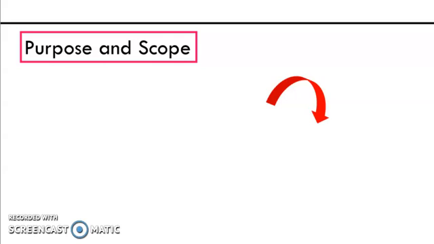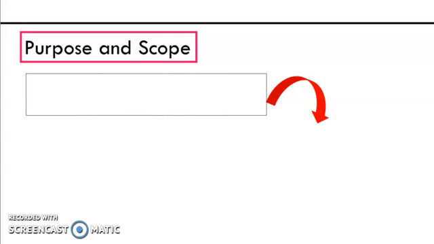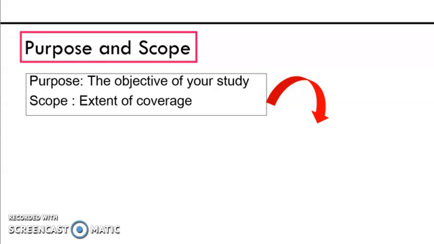Okay, so let's have the purpose and scope. First, we have to understand the scope and purpose of our reports. The purpose is the objective of your study. It enables you to decide the reason why you are writing that particular report. And as for the scope, it is the extent of coverage. It enables you to decide the amount or the method of data to be collected, the quality and quantity of the information to be included in the report, and also the methodology to be adopted in analyzing the situation and arriving at a solution.